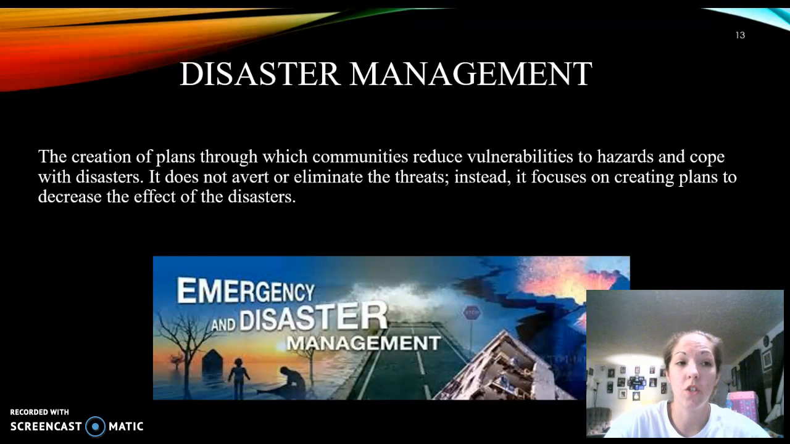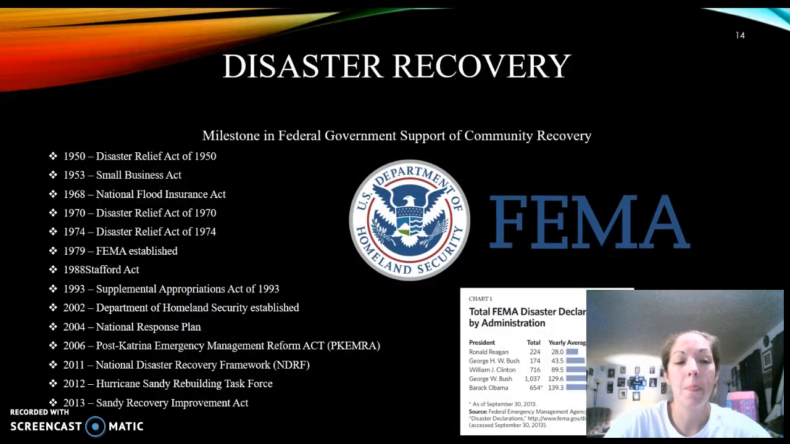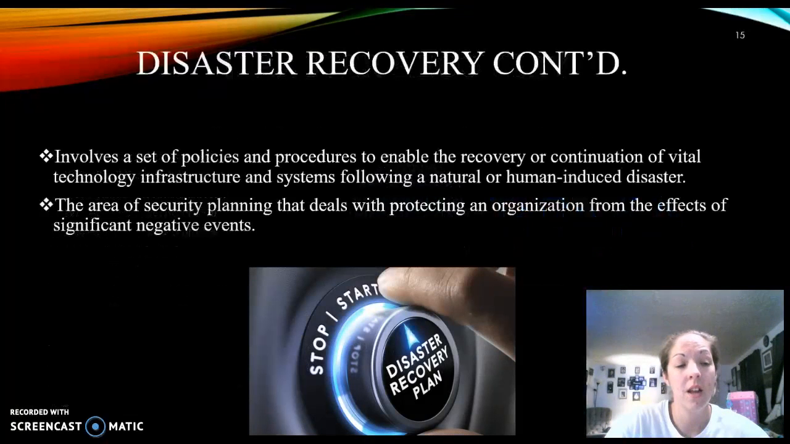This brings us to disaster management, which is defined as the creation of plans through which communities reduce vulnerabilities to hazards and cope with disasters. It does not avert or eliminate the threats. Instead, it focuses on creating plans to decrease the effect of the disasters themselves. There have been many milestones from 1950 until now for federal government support of community recovery to help during the disaster recovery efforts. I will list some of them.